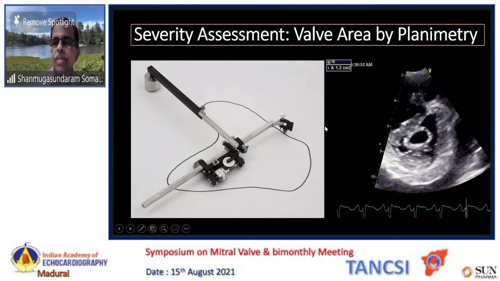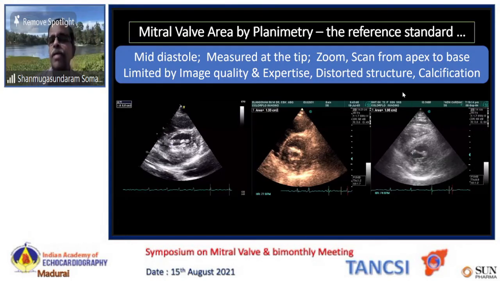Then we came back to the estimation of mitral area by 2DE or 3DE, and keep saying that this is the gold standard for assessing the severity of mitral stenosis. We need to measure it in mid-diastole. We need to really look at the orifice size exactly at the tip. A zoomed image would be better.